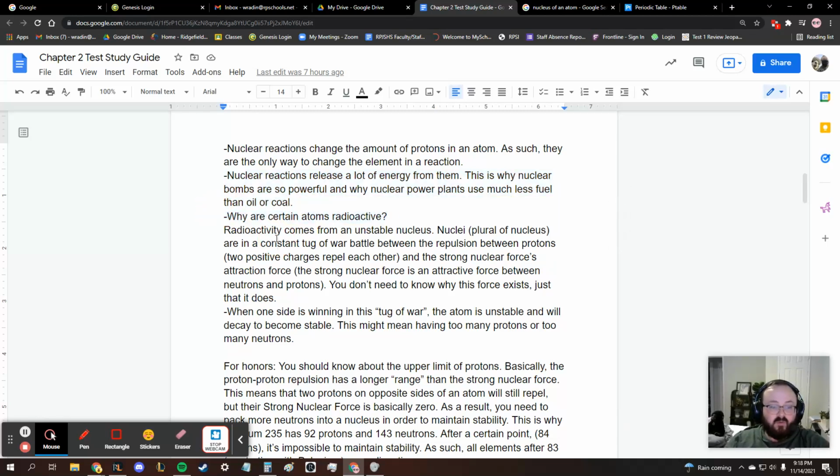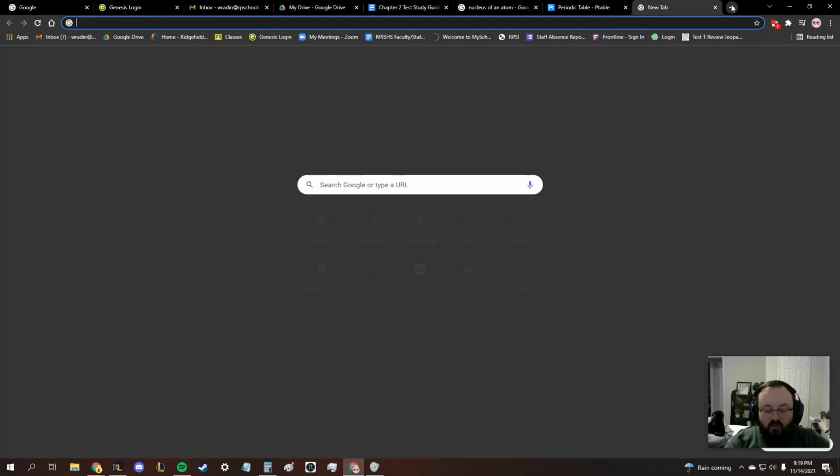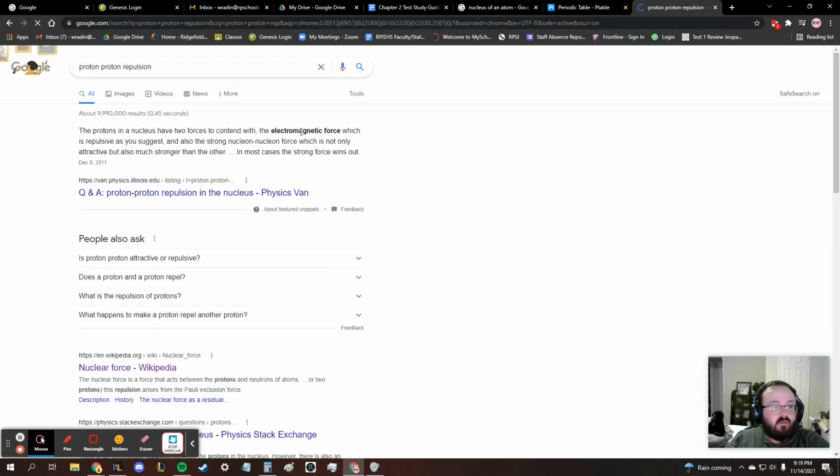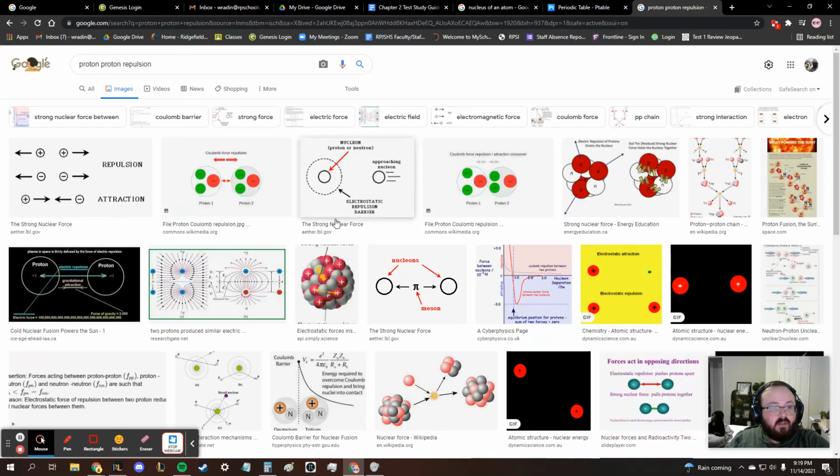Radioactivity. This comes from an unstable nucleus. The nuclei, the plural of nucleus, are in this tug of war battle. One side is the proton-proton repulsion.